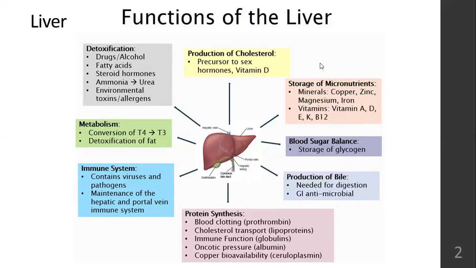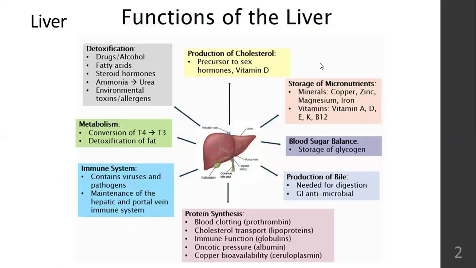Production of cholesterol: cholesterol is required to produce a lot of hormones in your body, and to synthesize vitamin D within your body. So the production of cholesterol also happens in the liver. Storage of a lot of micronutrients: all fat soluble vitamins and micronutrients like iron, magnesium, copper, zinc. Fat soluble vitamins like vitamin A, D, E, K. Also B12, not all the B complexes. Other B complexes are water soluble. B12 can still be stored in your body and it can be synthesized as well.